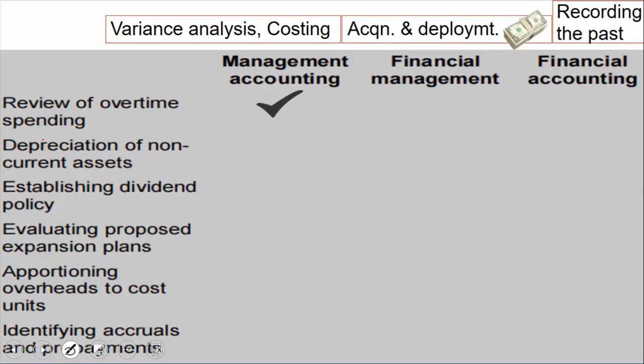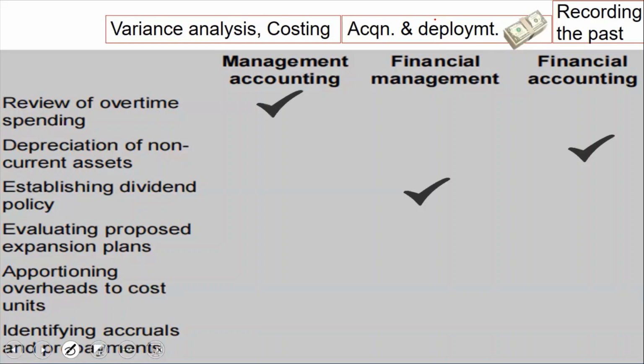Now, moving to the next question, depreciation of non-current assets. Whenever we are recording depreciation, it is definitely financial accounting. Now, the third question, establishing dividend policy. We already saw that dividend policy is a method of deploying the financial resources. So it is related to financial management.